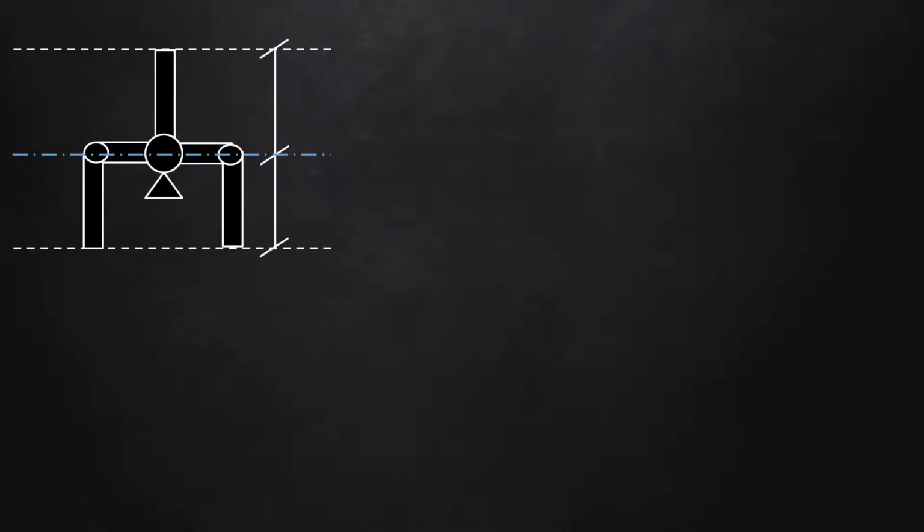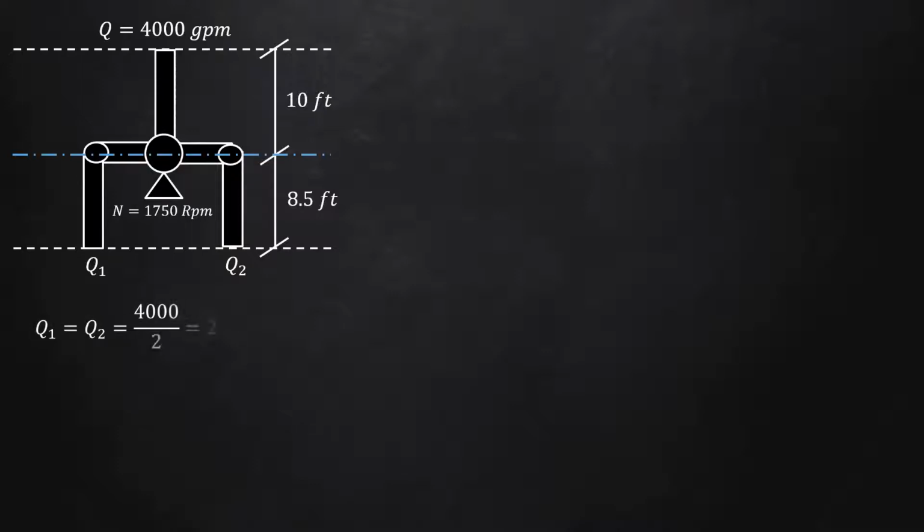First, we need to illustrate the problem. Then, identify all the givens based on the illustration. It is stated in the problem that the pump is a double suction pump, so we need to divide the volume flow rate by 2. For the total head, we just need to add suction and discharge head together.